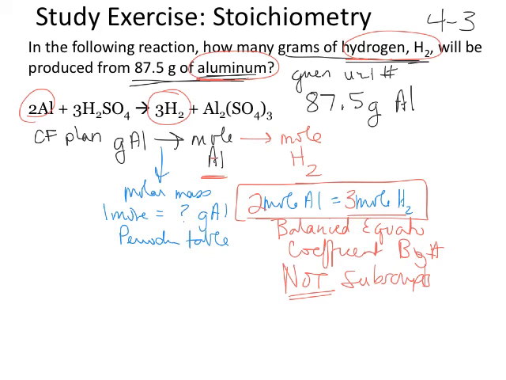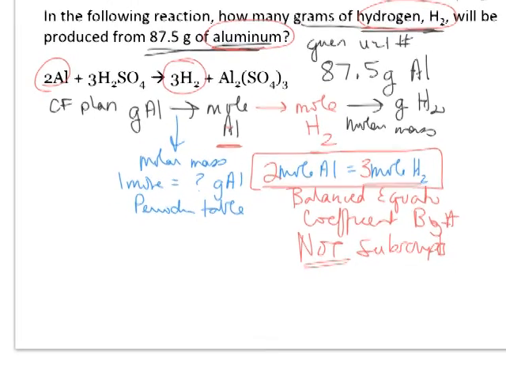And then once you go to moles of hydrogen, we're no longer in aluminum. We're in moles of hydrogen. We can go to grams of hydrogen. And once again, we do that by molar mass, and that's on the periodic table. So that's our conversion factor plan. Let's put it into action.